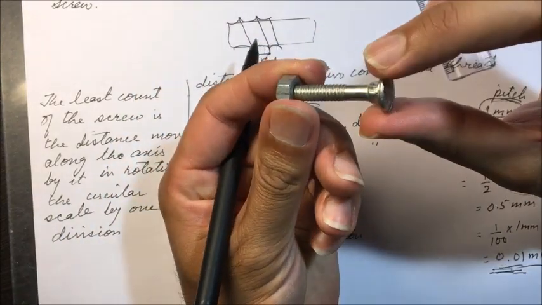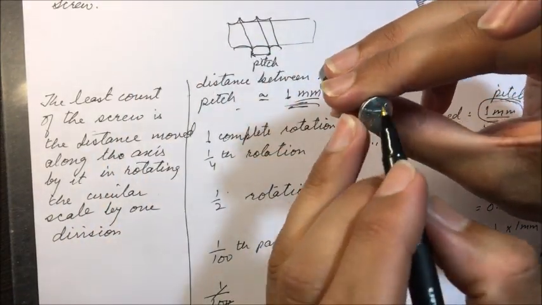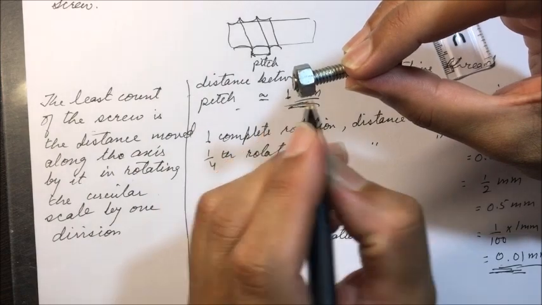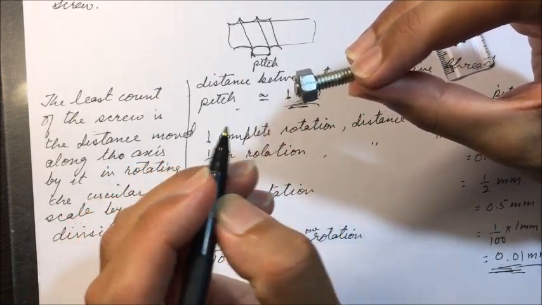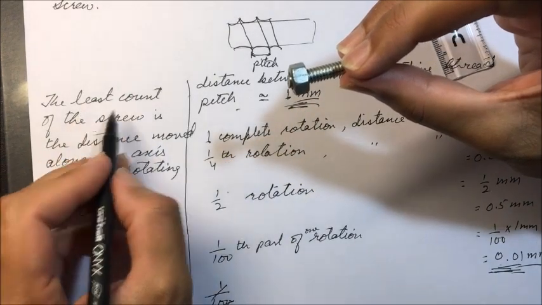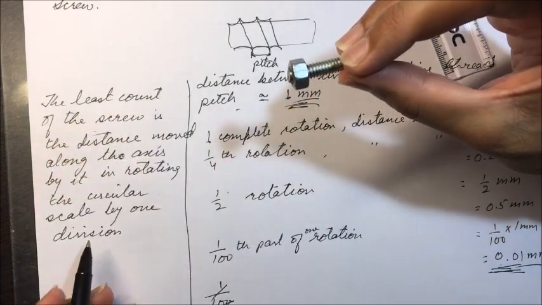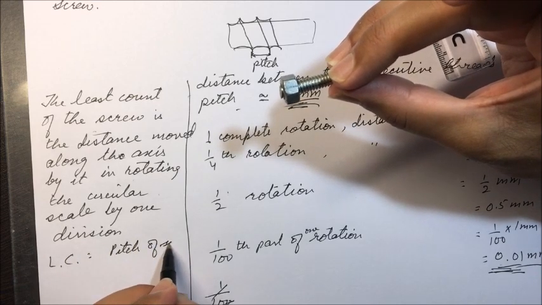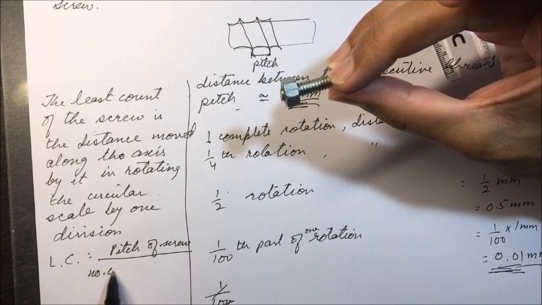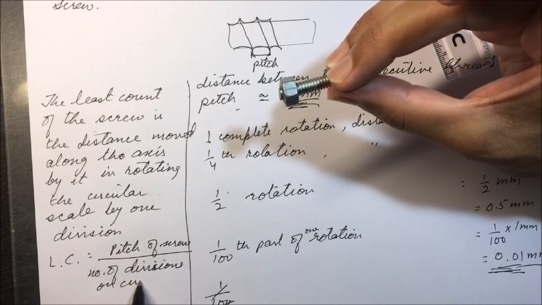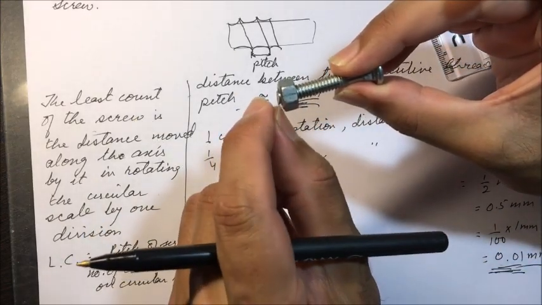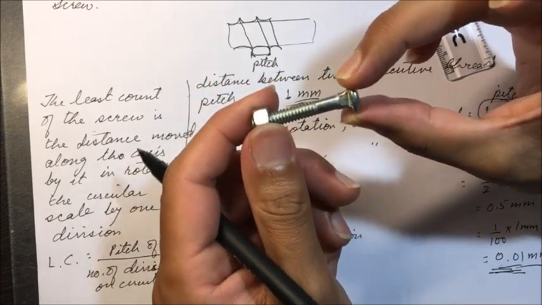So I rotated by just one division. We have divided this into a number of divisions. Now as I am rotating by just one division, how much distance has this screw moved linearly, that is, along the axis? That distance will be the least count of the screw, and it will be equal to the pitch of the screw divided by the number of divisions on the circular scale. This is called the least count, that is the smallest measurement we can make using this screw.